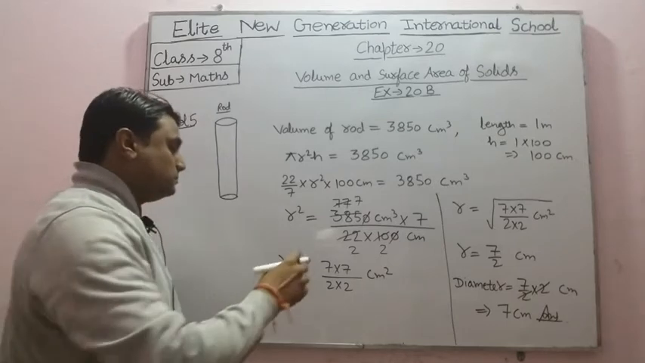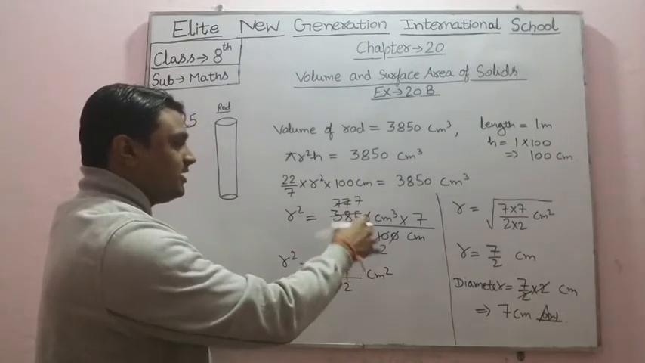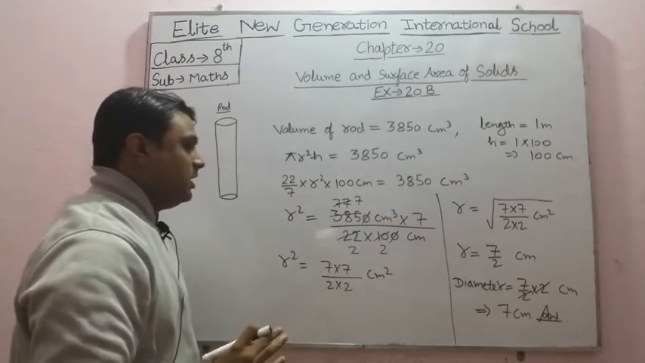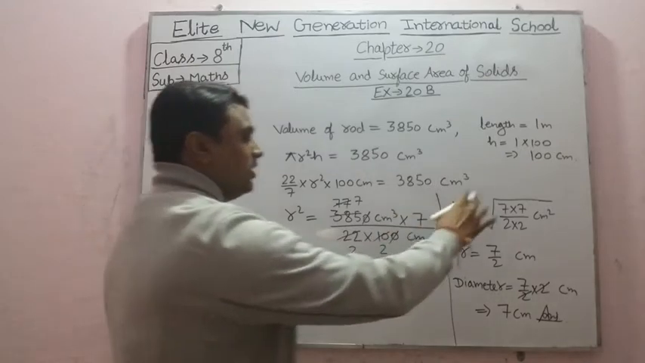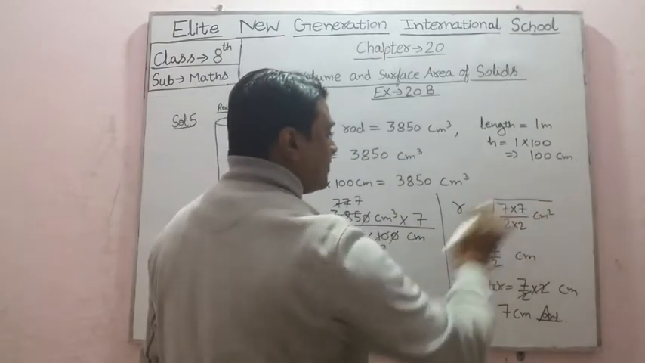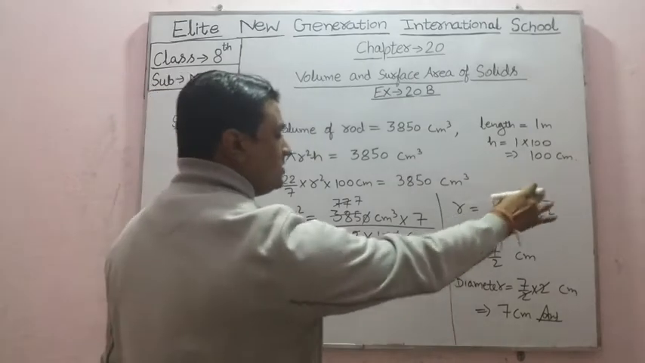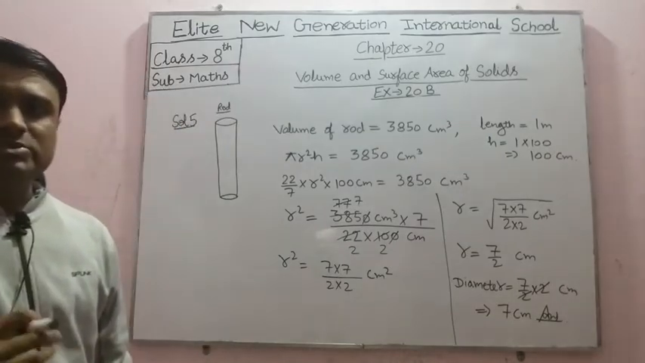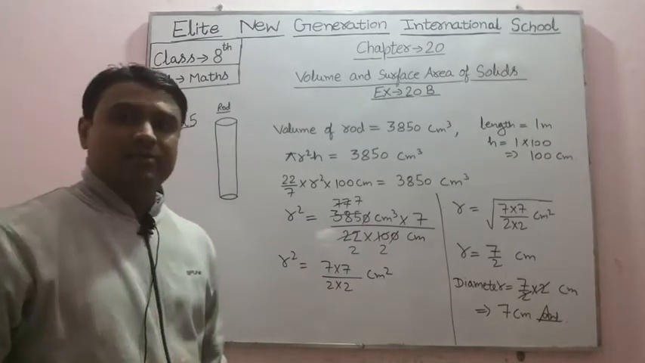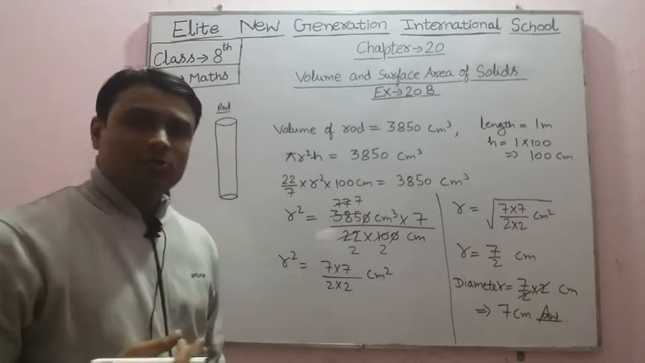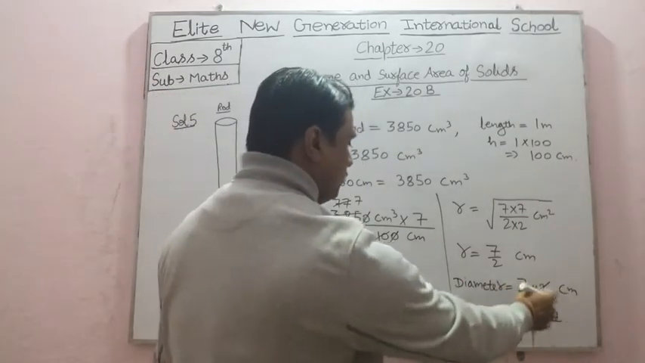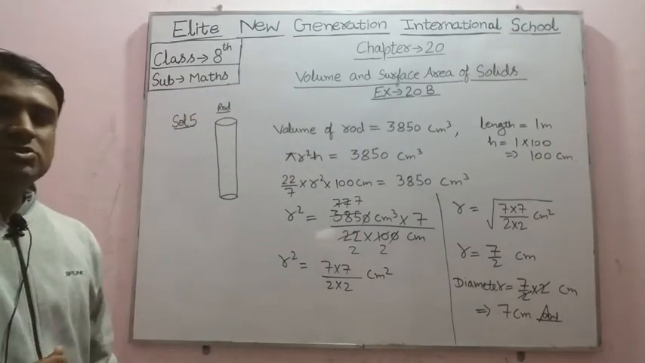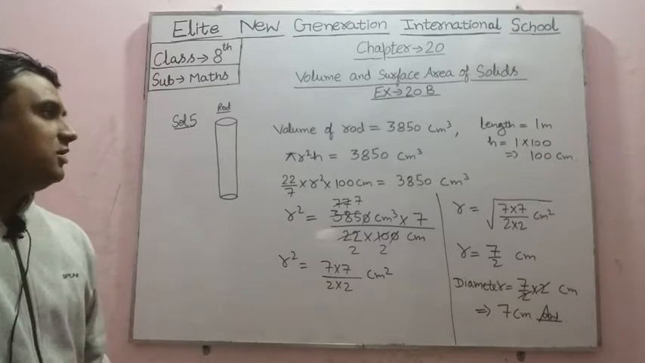Now solving it, by cancelling, r square will be equal to 7 into 7 upon 2 into 2 centimeter square. Now r will be equal to under root 7 into 7 upon 2 into 2 centimeter square. When we take the square root, it will be 7 upon 2 centimeter. This is the radius, and we have to find its diameter. So diameter equals radius into 2, that is 7 upon 2 into 2. The 2 will be cancelled, so it will be 7. So diameter will be equal to 7 centimeter. So in this way we can do this question.